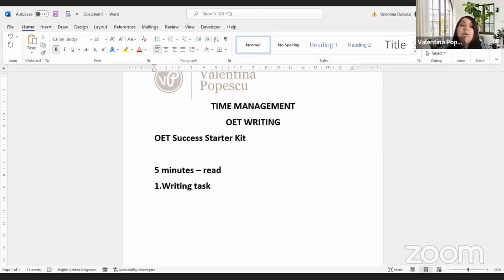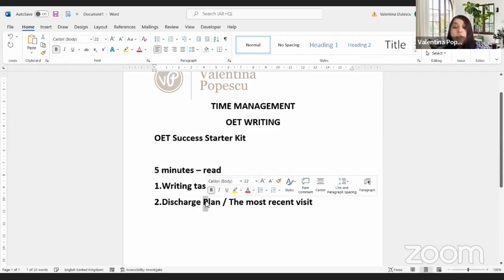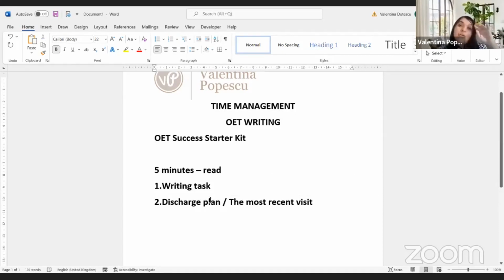Because if you do this, you are going to learn who your recipient is and why you are writing that letter. Then I usually recommend students to go right above the writing task and read the discharge plan or the plan or today's visit, the most recent visit. Because what you also want to prepare for is selecting case notes.